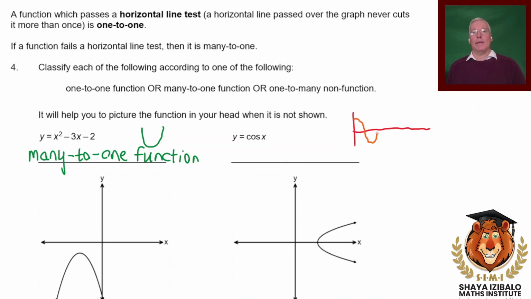Like that. Okay, and so it carries on. This one is also many to 1. It passes the vertical line test, but it fails the horizontal line test.